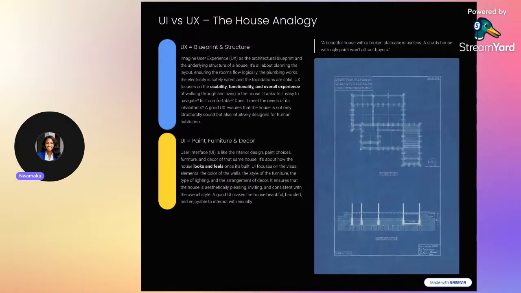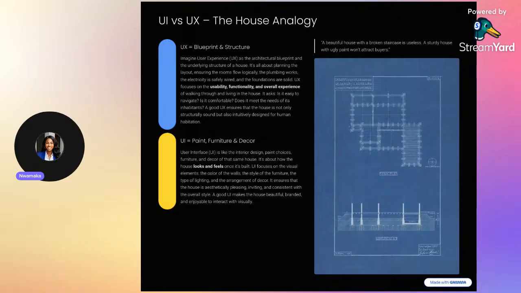I would like to say user experience functions on usability, functionality, and overall experience. Now, there are a lot of entities to it, but I wouldn't want to go too far. In this case, using the house we're building, we have to look at the structure of the house, the layout, how many rooms you have, the plumbing work, electricity, and all of that. The same things you look at when building a house, you look at when building an app. You're looking at usability, functionality, and the overall experience.